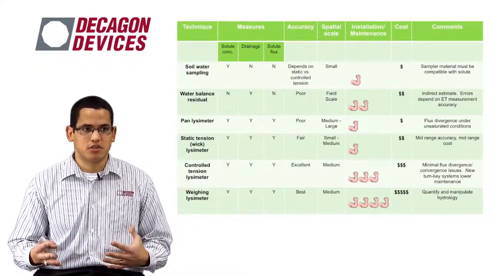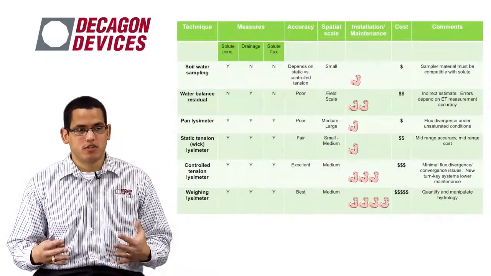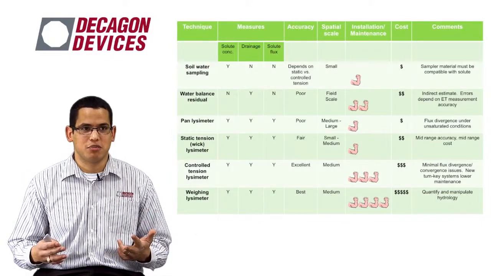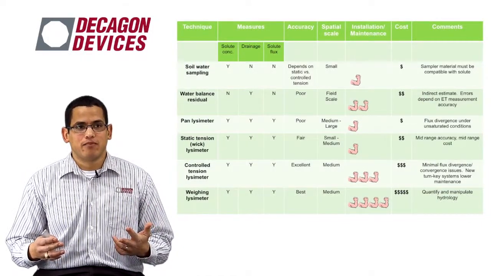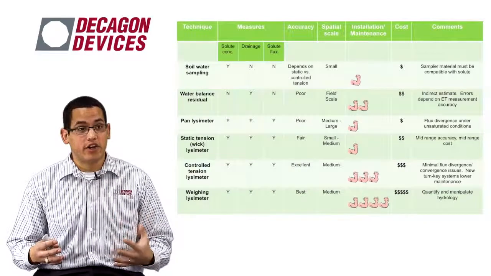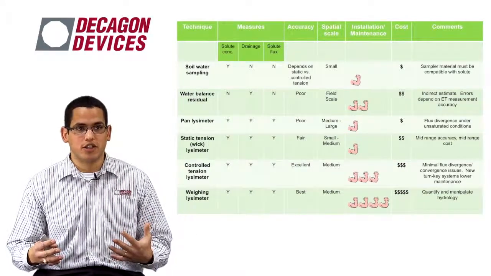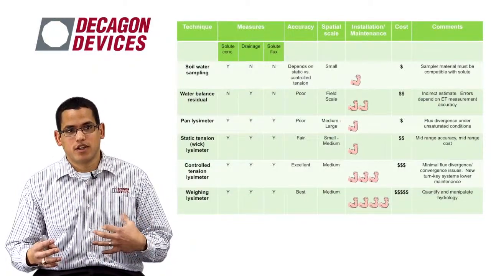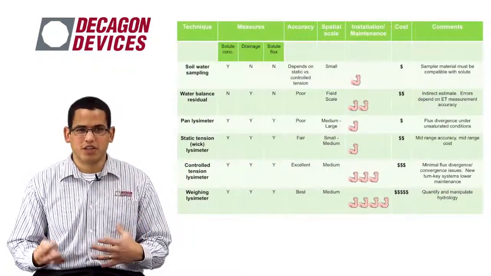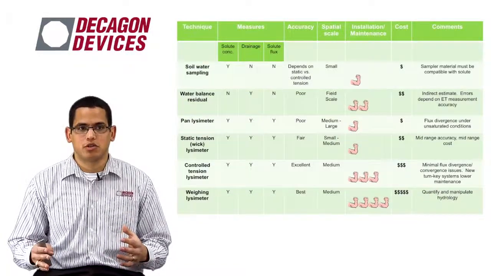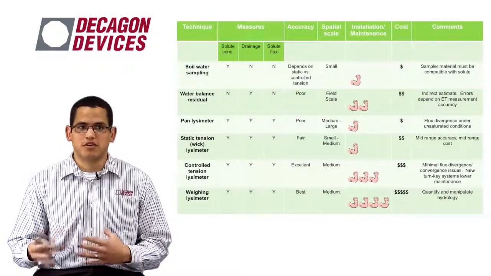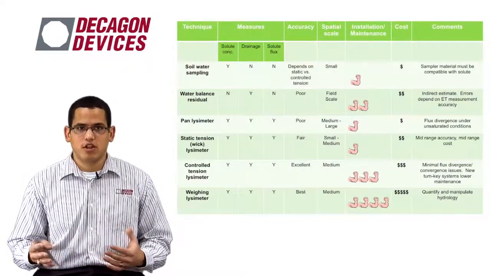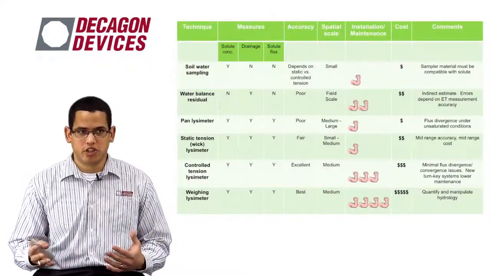And with the static tension lysimeter or a wick lysimeter, you get the same. You get solute concentration measurements, drainage measurements, and solute flux measurements. You get fair accuracy over the pan lysimeter. And with these, you get a smaller to medium scale measurement depending on how large your lysimeter is. It's going to be about the same installation as required with the pan lysimeter. A little more expensive, but you get mid-range accuracy with mid-range cost.